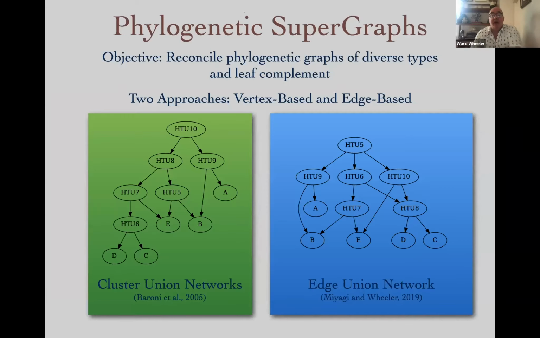So phylogenetic supergraphs. So what are we going to do here? We want to reconcile all of these diverse types of graphs, with different kinds of leaf complements, and put them together to get some sort of output graph that we can then use for various purposes.